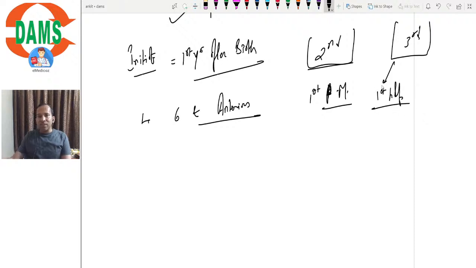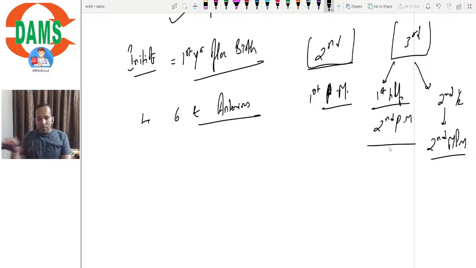So in the first half of the third year, that is 2 to 2.5 years, what will initiate? The second premolar. And in the second half, which will initiate? The second molar, right? So almost all the permanent teeth are initiated within the first 3 years of life. Very good. Second premolar in the first half of the third year and second molar in the second half of the third year. So 2.5 to 3 years the second molar, 2 to 2.5 years the second premolar.